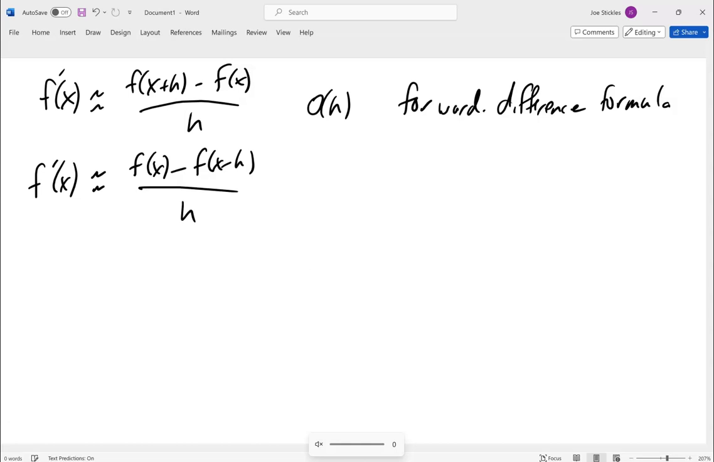If I go the other way, and instead of adding an h to the x I subtract, you might be able to guess what that formula is called. It's a backward difference formula, yep. This is also O of h. Both of these are O of h.